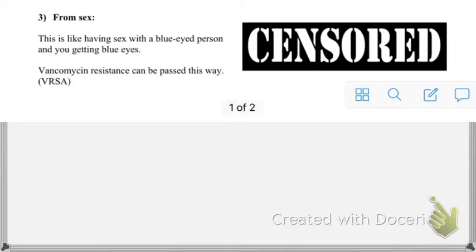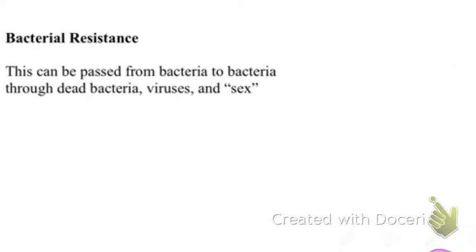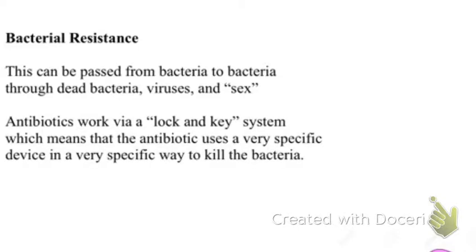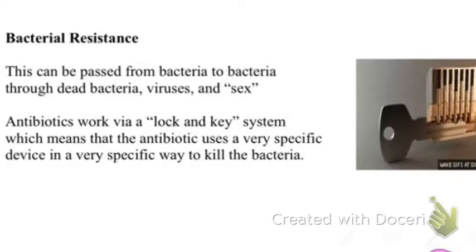Now we're going to talk about how they resist antibiotics. So, bacterial resistance. This can be passed from bacteria to bacteria, and this is just a synopsis of the last few slides, through the eating of dead bacteria, through viruses, and through bacterial conjugation. A way to think about that, it is like bacteria having sex. Antibiotics work via a lock and key system, with the specific target being the lock and the antibiotic being the key. So that means that antibiotics use a very specific device in a very specific way to kill bacteria.